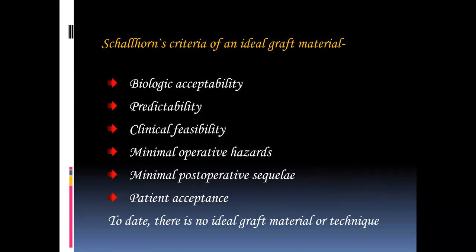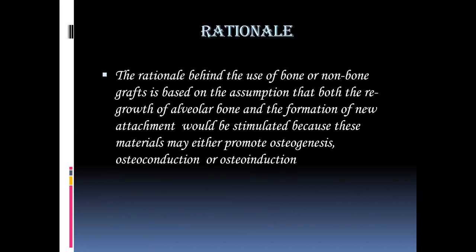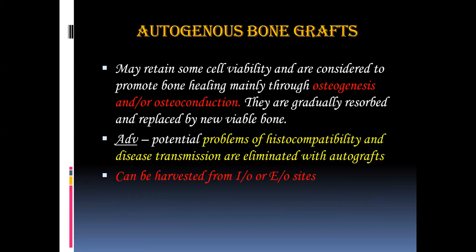And Shallon's criteria for ideal graft material: the graft should be biologically acceptable, it should have good predictability, good clinical feasibility, minimal operating hazards, minimal postoperative sequelae, and there should be patient acceptance. The rationale behind the use of bone graft or non-bone graft is based on the assumption that both the regrowth of alveolar bone and the formation of new attachment would be stimulated by these materials, because these materials may promote osteogenesis, osteoconduction, or osteoinduction.